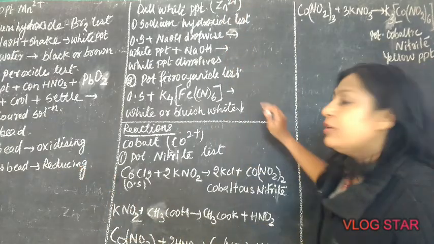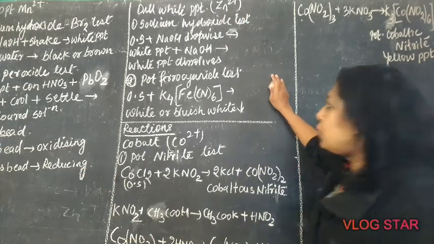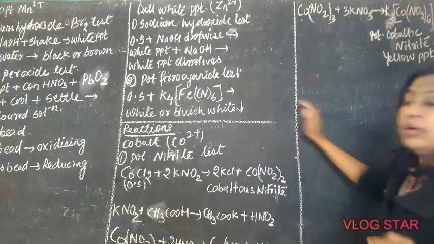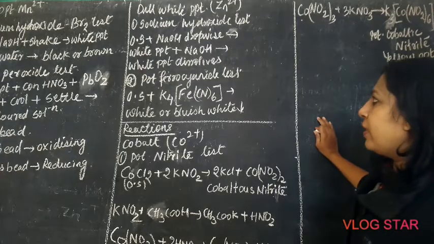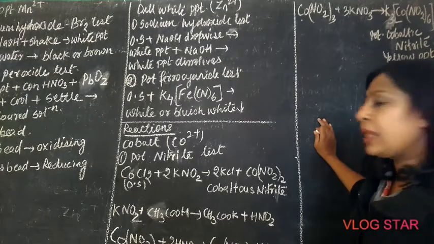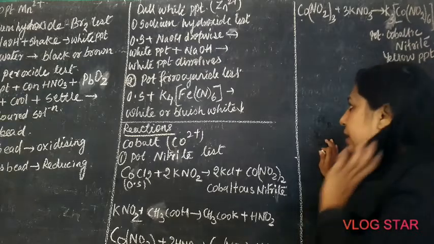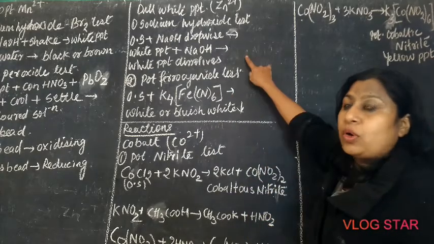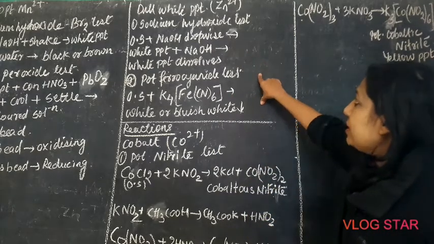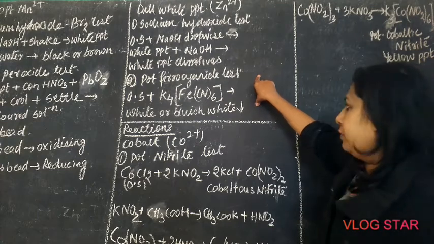So first is sodium hydroxide test. To the original solution, add sodium hydroxide dropwise and shake. If you get a white PPT, continue adding sodium hydroxide. The white PPT gets dissolved. That means Zn2+ positive is confirmed.